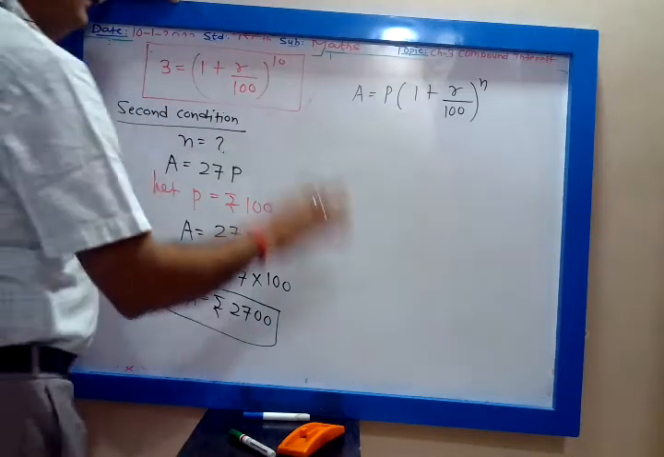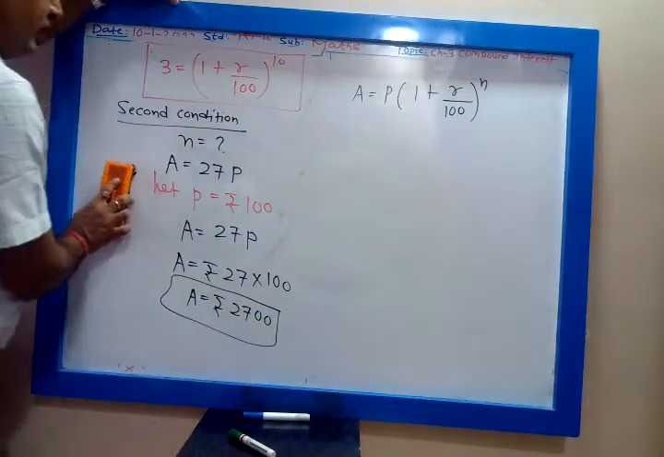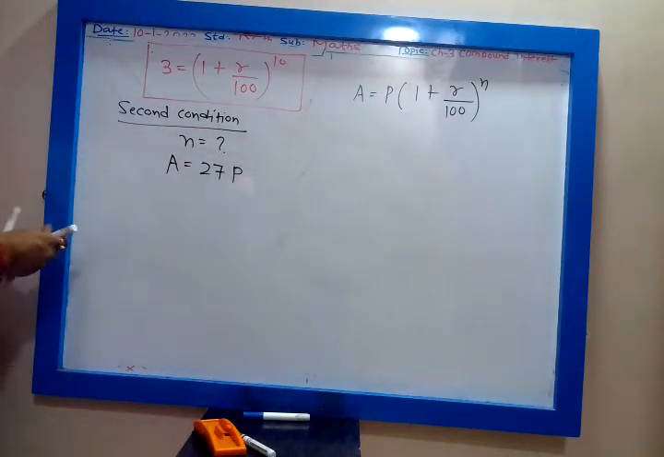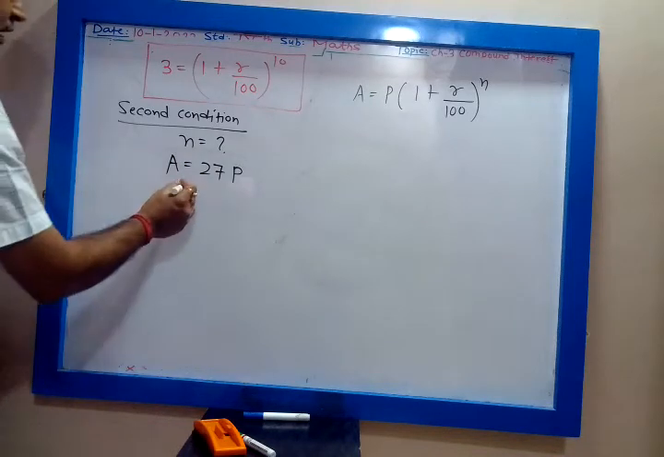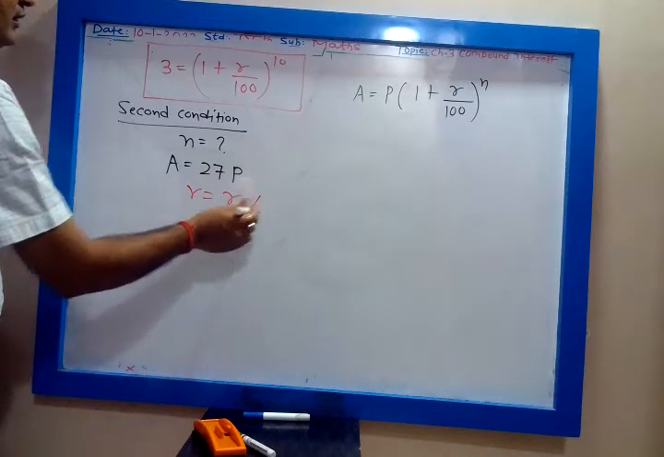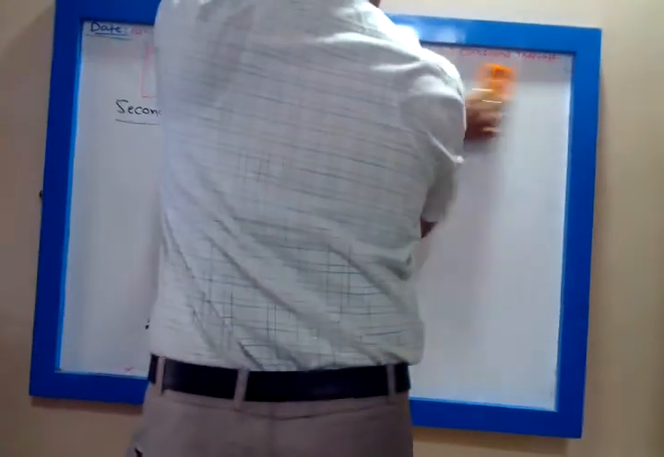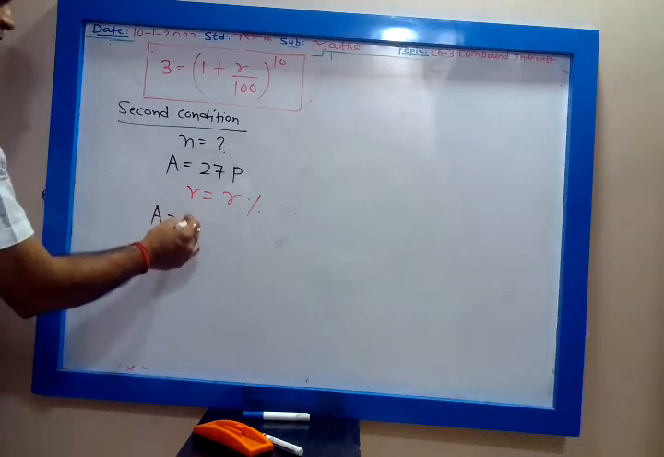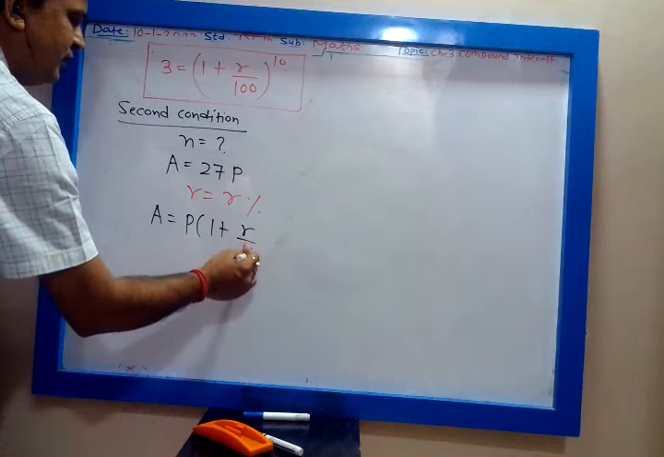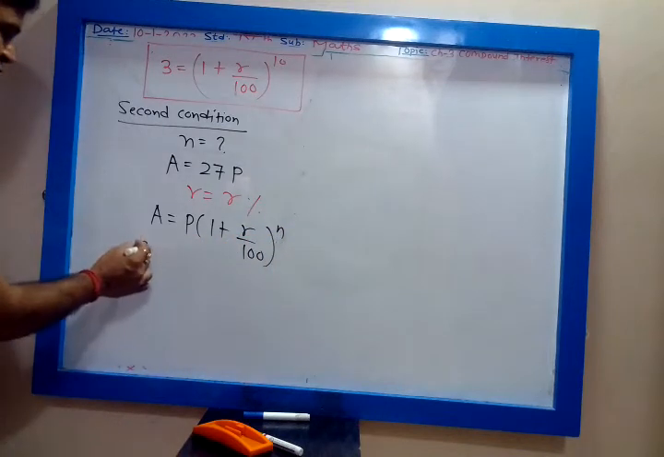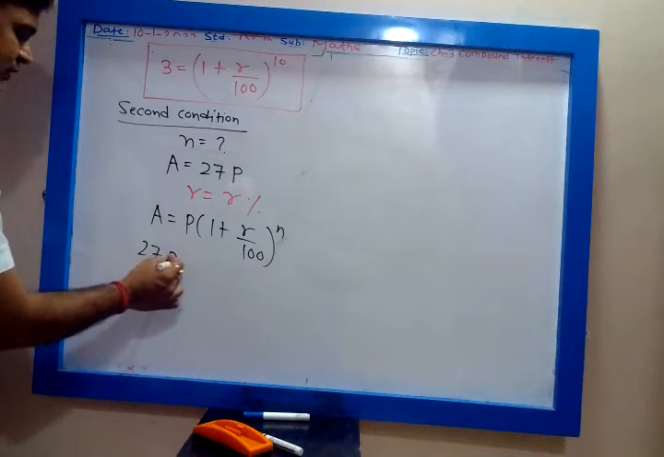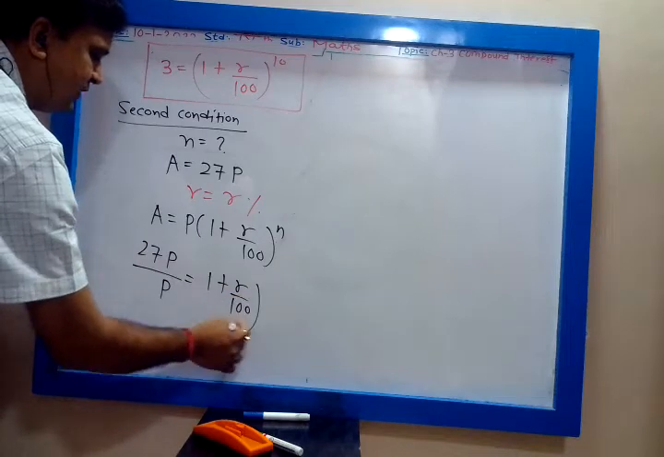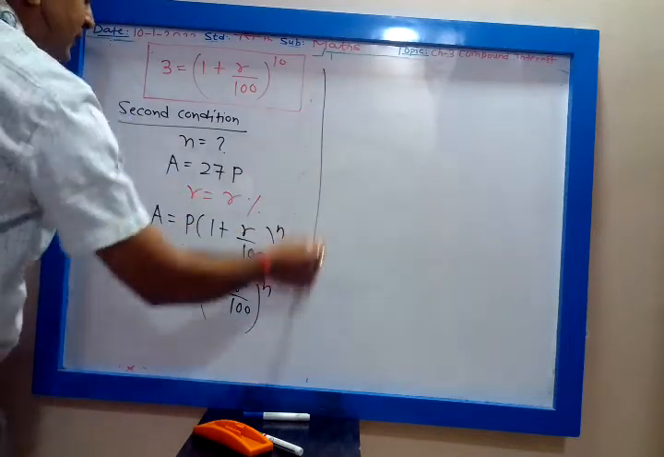If you are not comfortable with this, you can proceed by our normal method. A is equal to 27P, R is equal to R only. Do not take 100. What is the formula for A? A is equal to P into 1 plus R upon 100 raised to N. So 27P upon P is equal to 1 plus R upon 100 raised to N. Without taking 100 also you can do it.